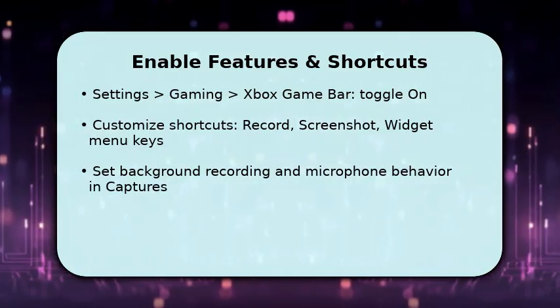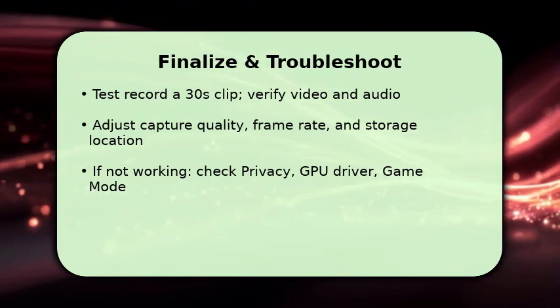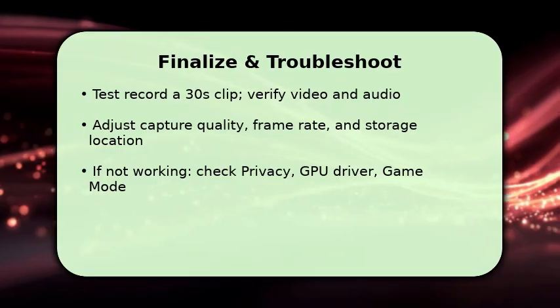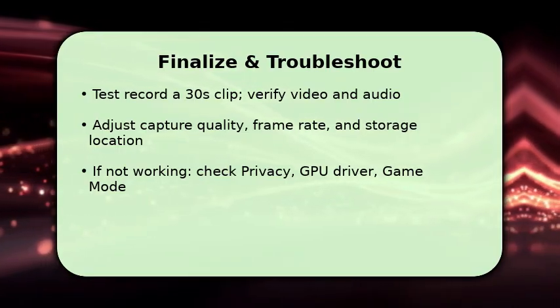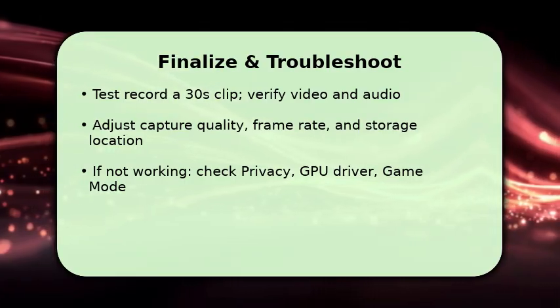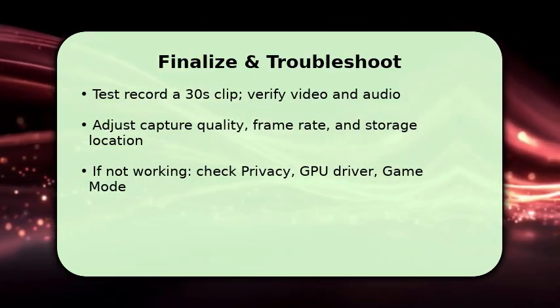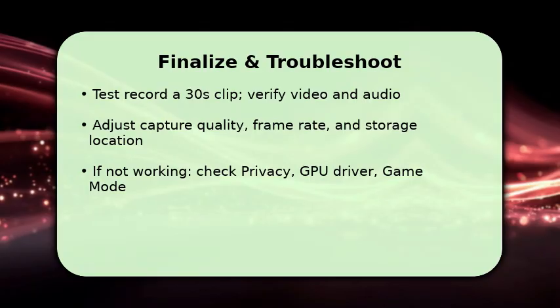Press Win plus Alt plus R for a 30-second clip and inspect video and audio to confirm settings. If quality or file size is wrong, return to Captures to change resolution, frame rate, and storage folder so you avoid disk space issues.